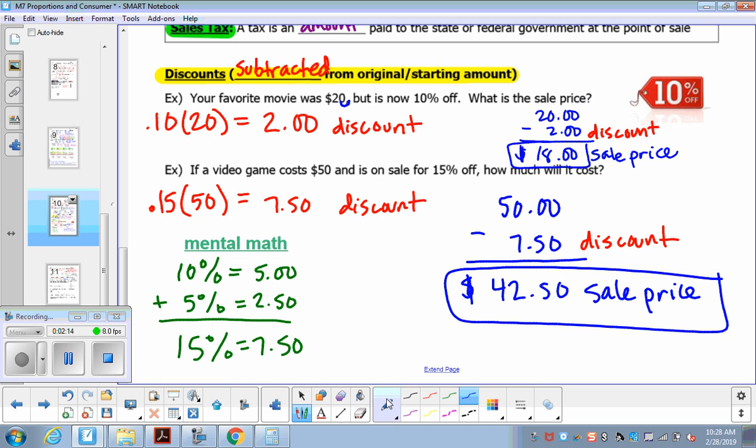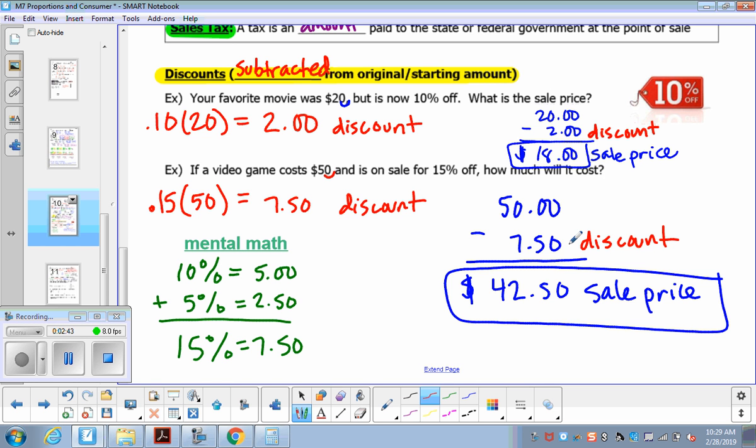So 10%, we just got to move that decimal over once. When I move the decimal over once for 10%, I get $5. Now if I cut that in half, what is half of 5? 2.5. So 5% is $2.50. So now I just got to put them together to get that 15% off would be $7.50. So if something costs $50 and you get 15% off, you're going to save $7.50.